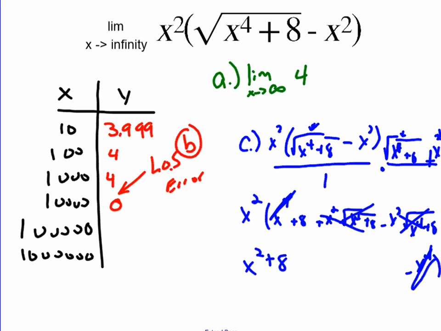So again, the denominator also has to be, come on, smartboard, work with me. Square root of x to the fourth plus 8 plus x squared times 1. That's going to be the square root of x to the fourth plus 8 plus x squared. Okay, so this, or no, not x to the fourth plus, not x squared plus 8.